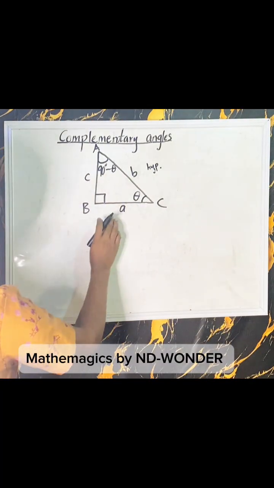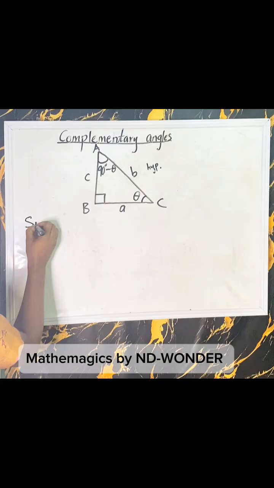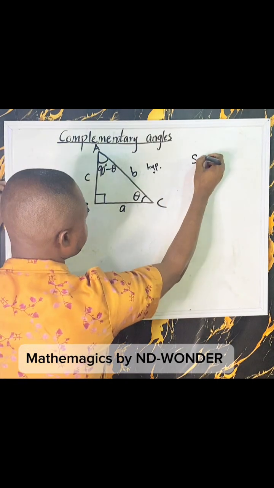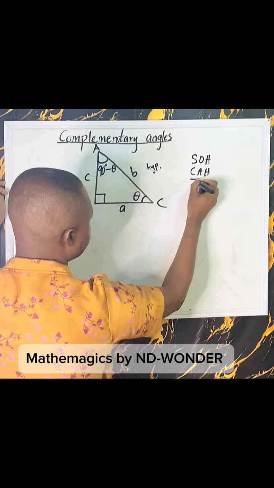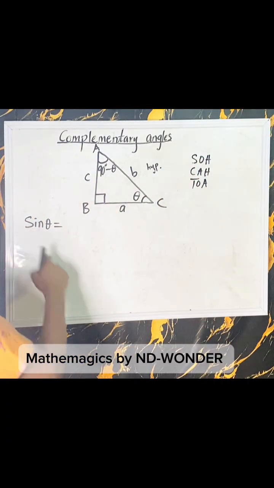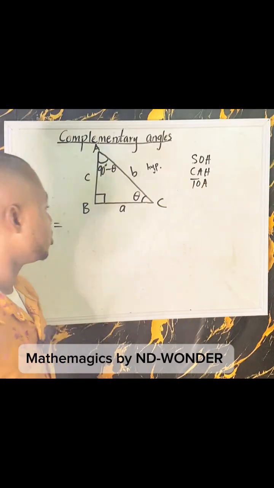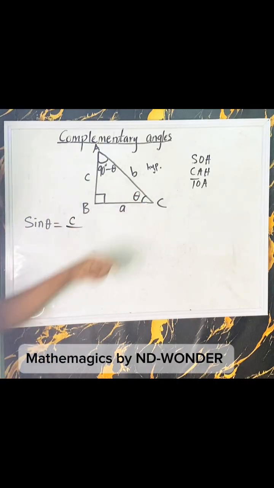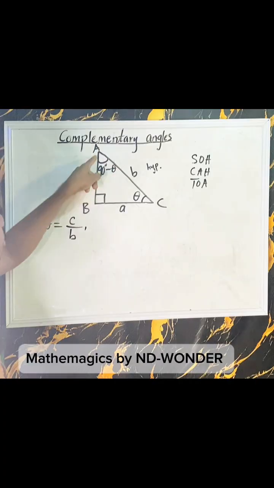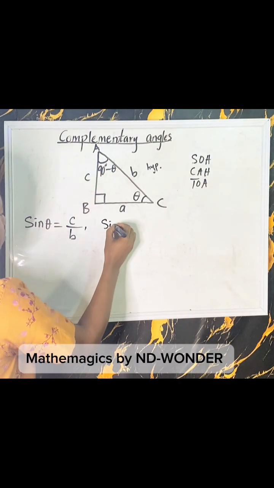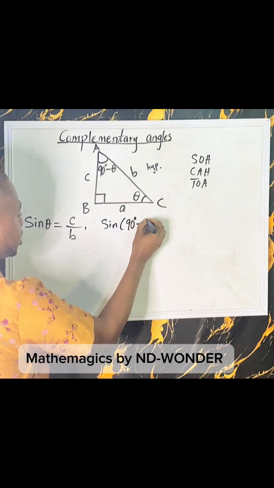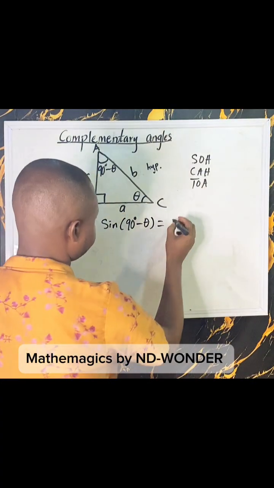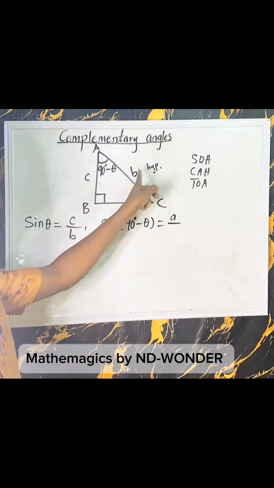Now, to get the sine theta of this one, sine will be opposite divided by hypotenuse. Here the opposite is c, and the hypotenuse is b, so c over b. Then what about the sine of 90 degrees minus theta? It will be equal to, what is the opposite to this? The opposite is a. Then what is the hypotenuse? It remains b.